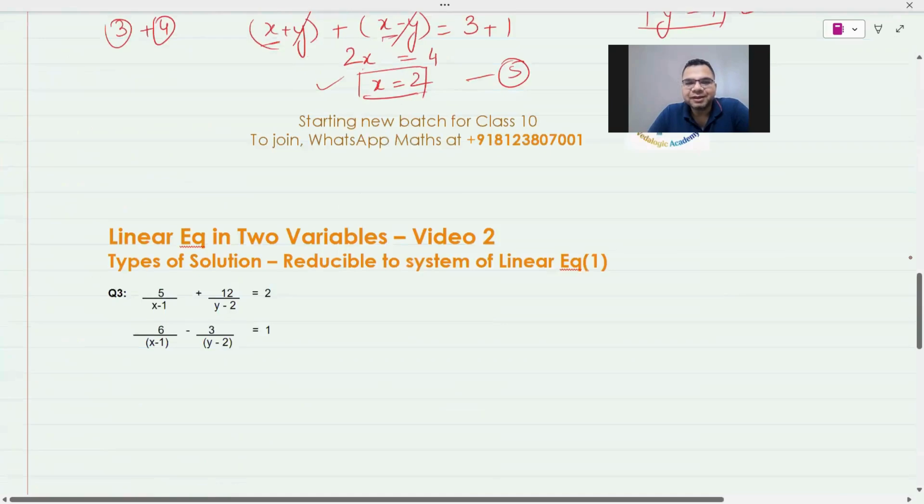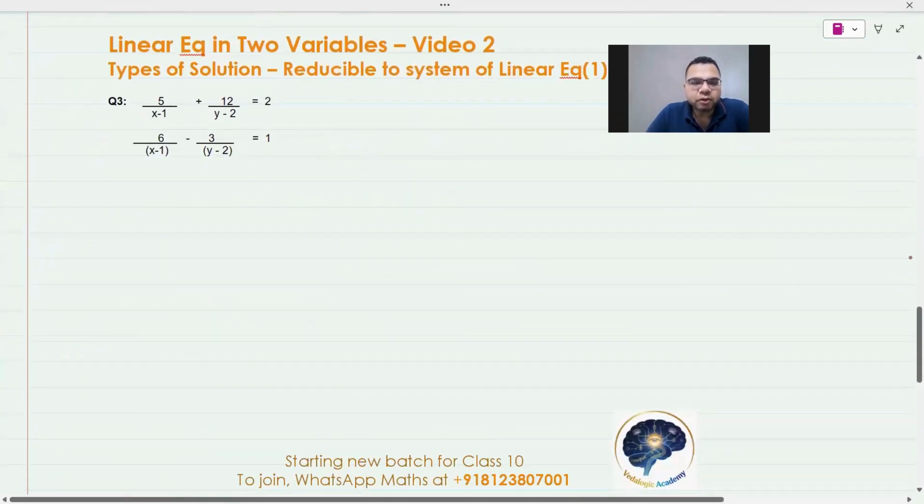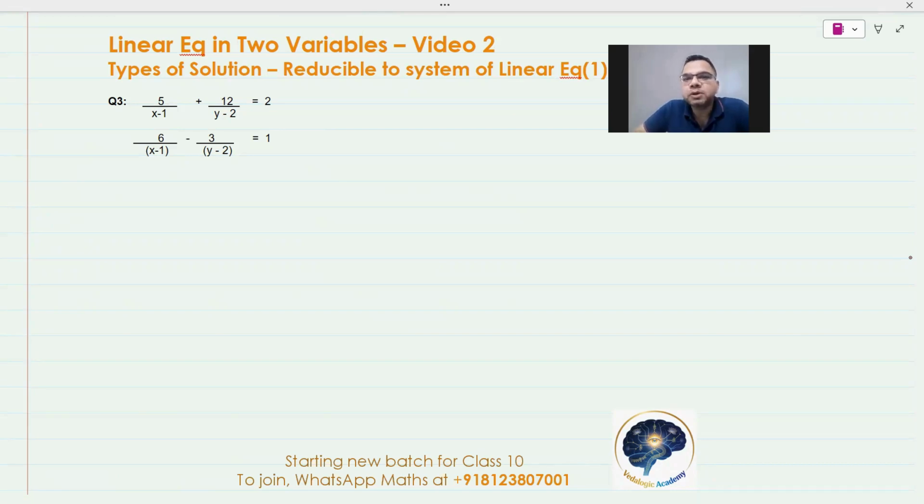Okay. Let's go to the third question now. So we have this question in front of us. And the method that we are going to learn is reducible to the system of linear equations. So if you see here, this is 5 upon x minus 1 plus 12 upon y minus 2 equals to 2. And the second equation is 6 upon x minus 1 minus 3 upon y minus 2 is 1.